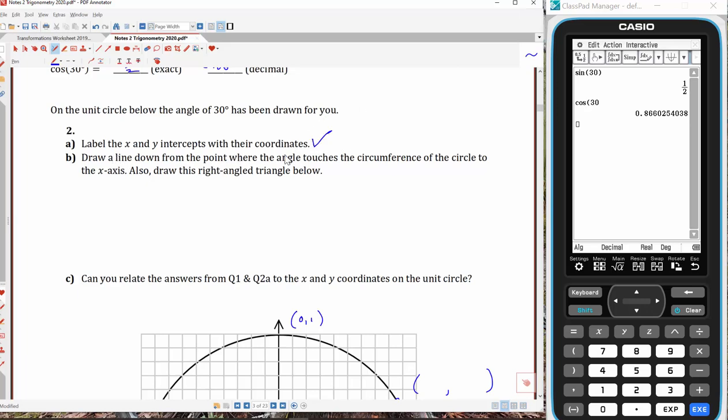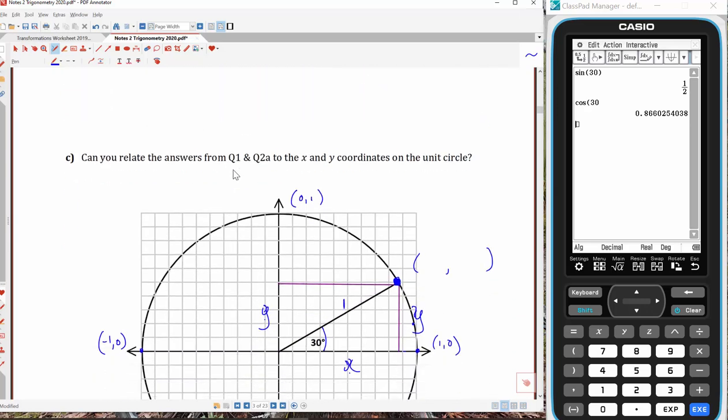Draw a line down from the point where the angle touches the circumference of the circle to the x-axis. I did one to the y-axis as well, but yep. Right, so let's draw that right angle triangle that I've produced. Okay, how can you relate the answers to Q1 and Q2A to the x and y coordinates on the circle?